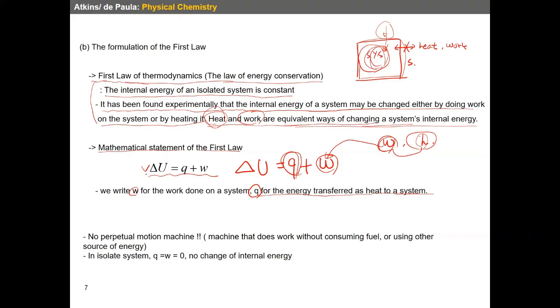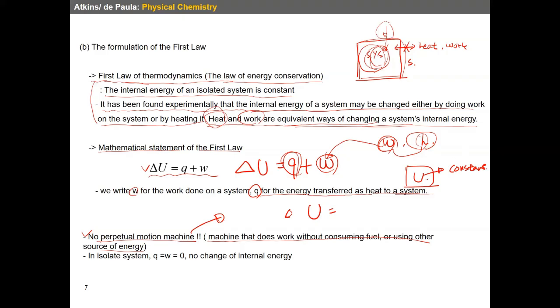According to this first law of thermodynamics, we can know that there is no perpetual motion machine. It means a machine that does work without consuming fuel or using another source of energy. What this means is, if a system has some kind of energy in an isolated system, the U will always be constant because of this first law of thermodynamics.